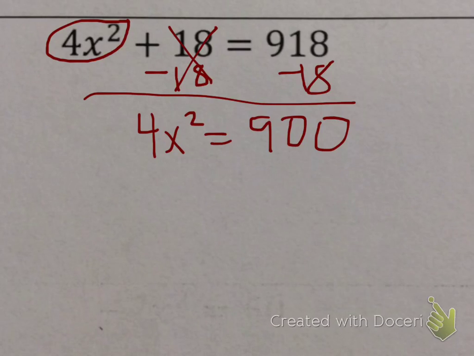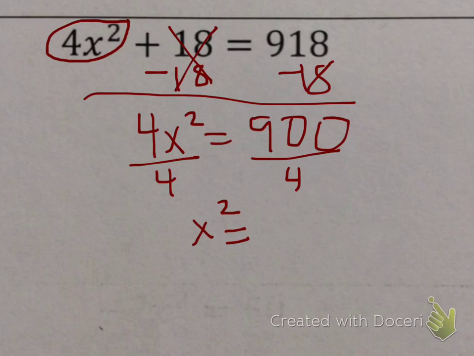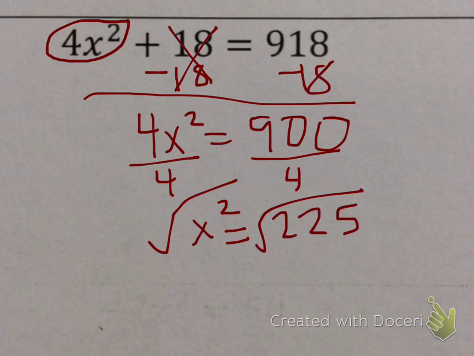I have to divide by 4 to get the 4 off of the x squared. When I do that, I have x squared equals 225. And then I'm going to square root both sides. When I square root 225, my x value is going to be positive or negative 15 because the square root of 225 is 15.